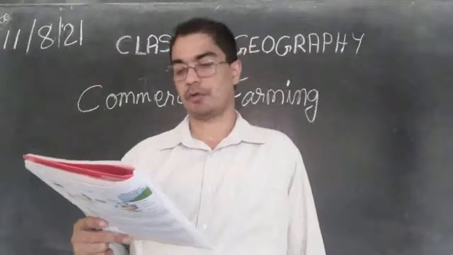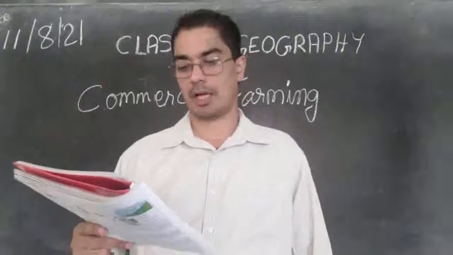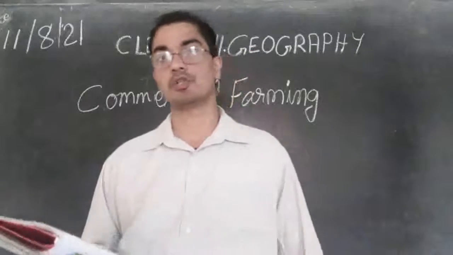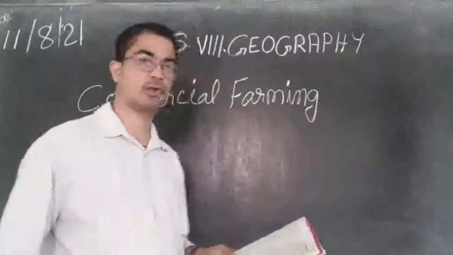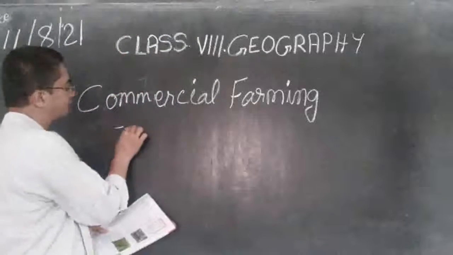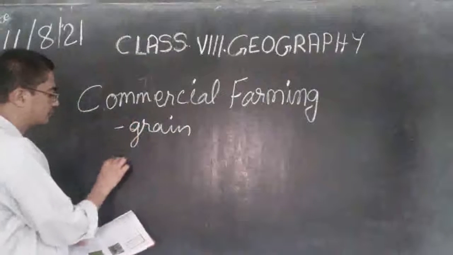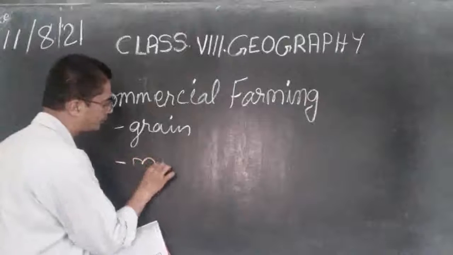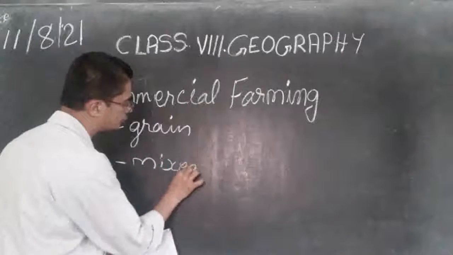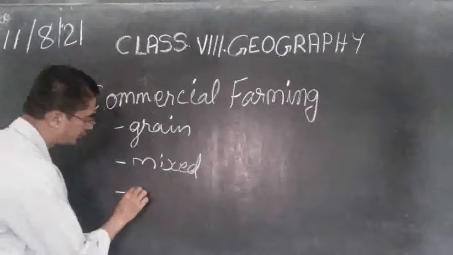grain farming, mixed farming, and plantation agriculture. So under this commercial farming, we have three types. One is grain farming, another one is mixed farming, and another one is plantation farming.